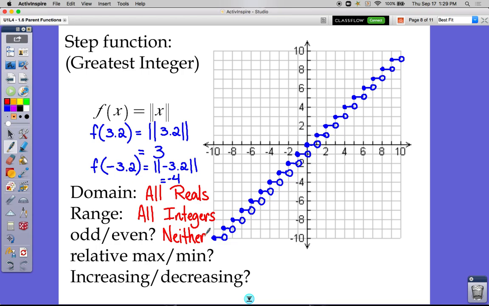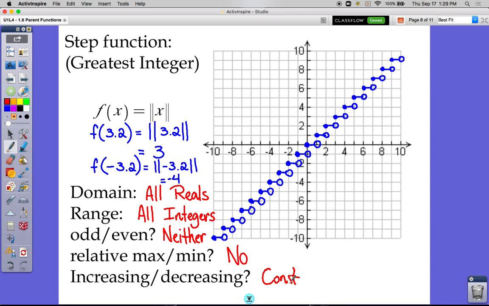Does it have a relative max or min? Not really. Because it's basically stair steps and it keeps changing, but it's always at an integer level. Is it increasing or decreasing? That's interesting. Increasing or decreasing? What do you think? As x progresses, is that increasing? Then it jumps. Is it increasing? Then it jumps. Is it increasing? No. This is constant through every integer level.